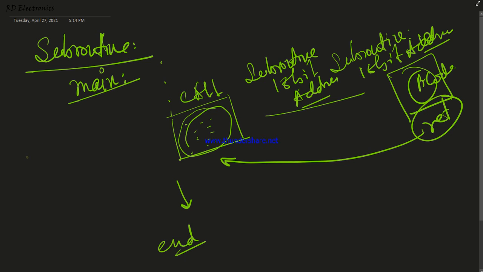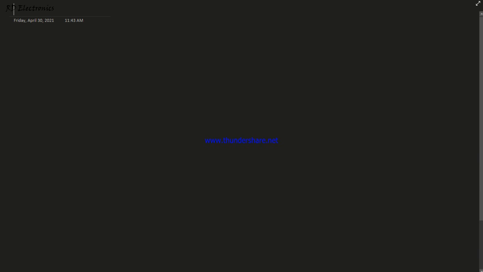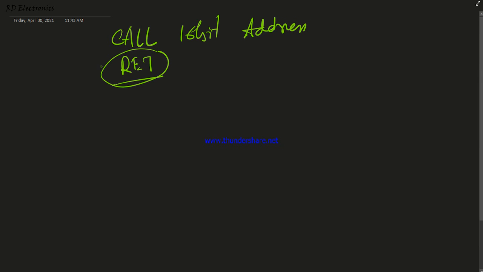What is the advantage? The advantage is that this block of code is not repeatedly written in the main program. When necessary, we just use the call instruction to call the subroutine, and after executing it, we use the return instruction to return to the main program. This is the primary advantage. But how does a subroutine work? There are basically two instructions. Number one is CALL 16-bit address, and number two is RETURN. This is implicit addressing mode, because return has no operand.